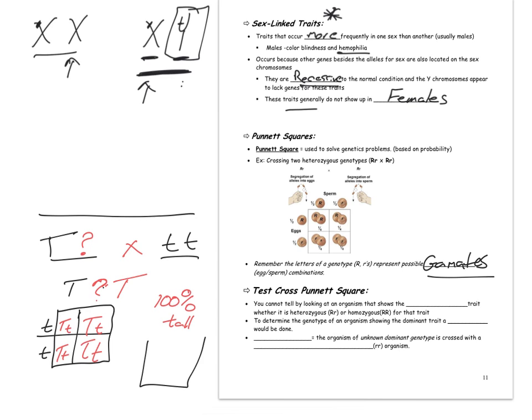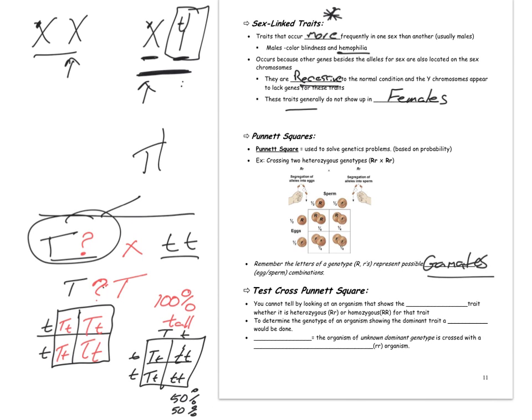Now, if you did the same cross, and again, it's a test cross, and this was a small t instead of a big T, what would you get? What are the possibilities? Well, you get a bunch of tall ones, but you'd also get 50% short. So 50% are going to be short and 50% tall. So the test cross is to figure out: is this parent heterozygous, or is it a homozygous dominant?